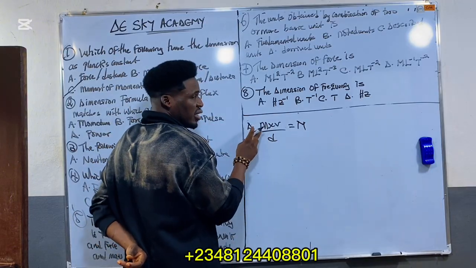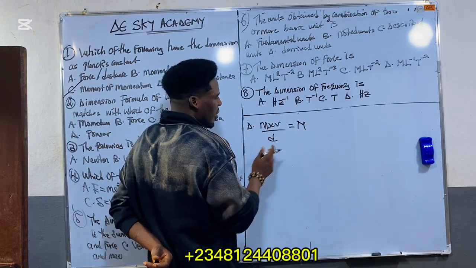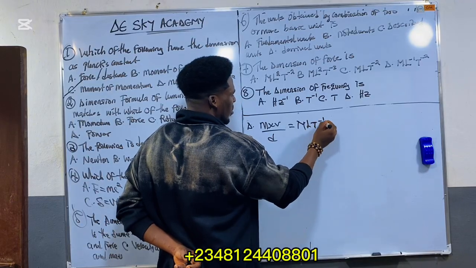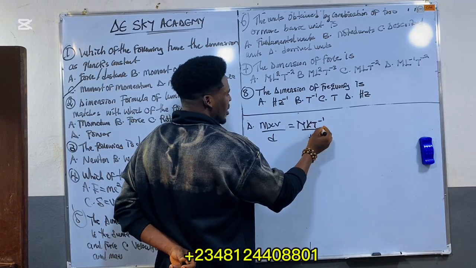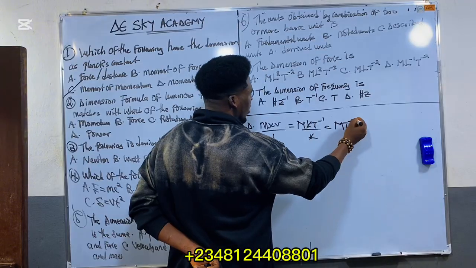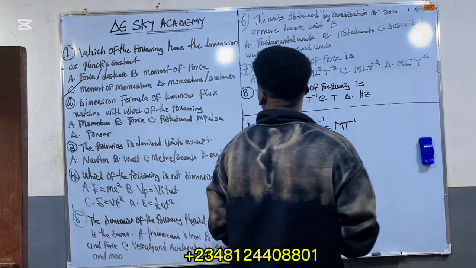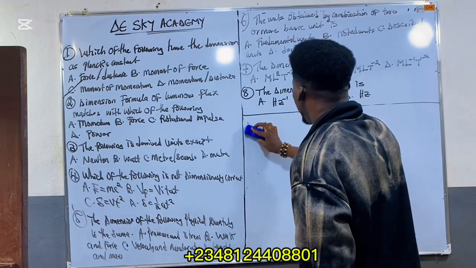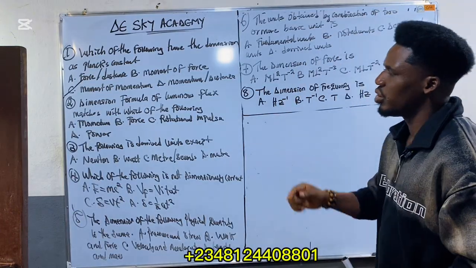What is the dimension for mass? M. The dimension for velocity is LT^-1, that is L over T. This cancels, which gives MT^-1, so it cannot be. So the correct answer there is option C.